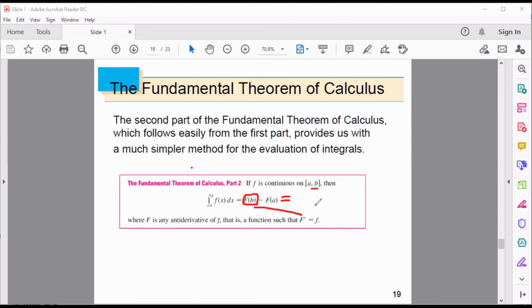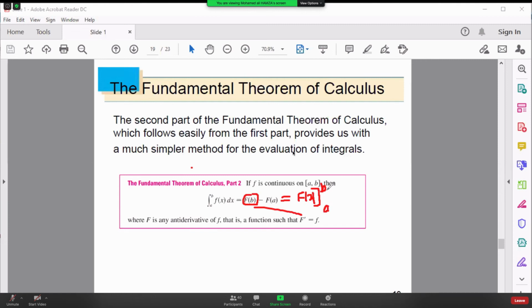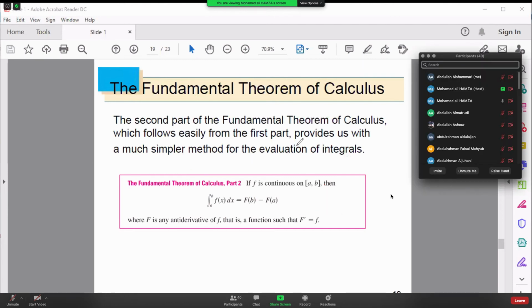We have some notation like that. We write F of x between a and b, which is by definition F of b minus F of a. That means we take the value in b minus the value in a. It's just a notation. Then this theorem is very important because it says, in order to evaluate this integral, I need capital F. What is capital F? Capital F is a function such that its derivative is small f.